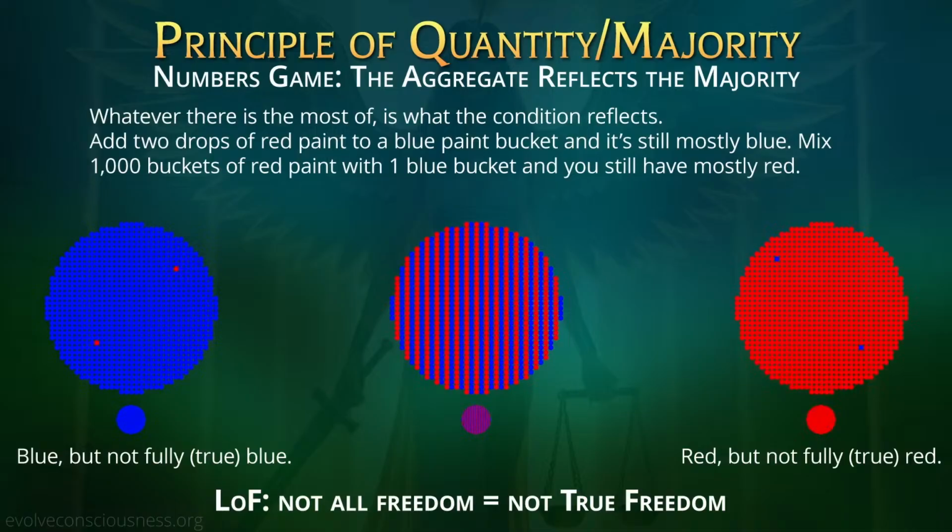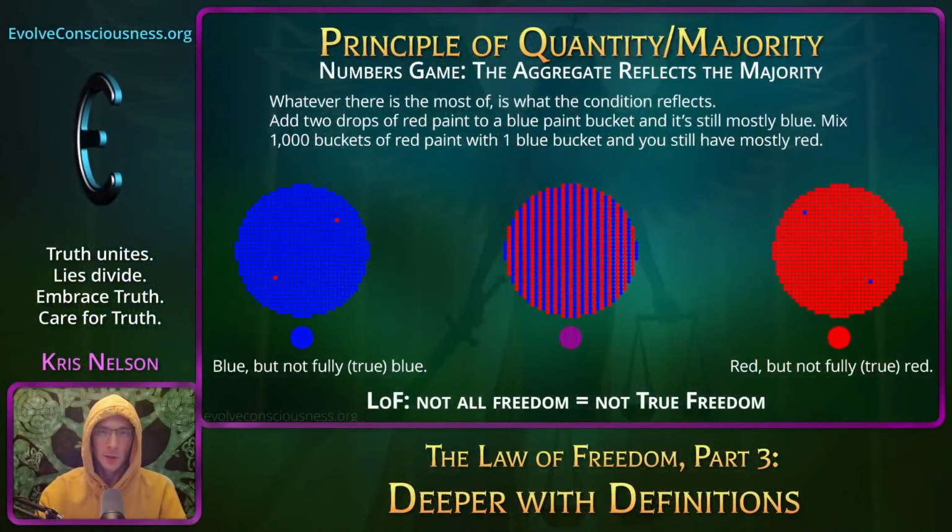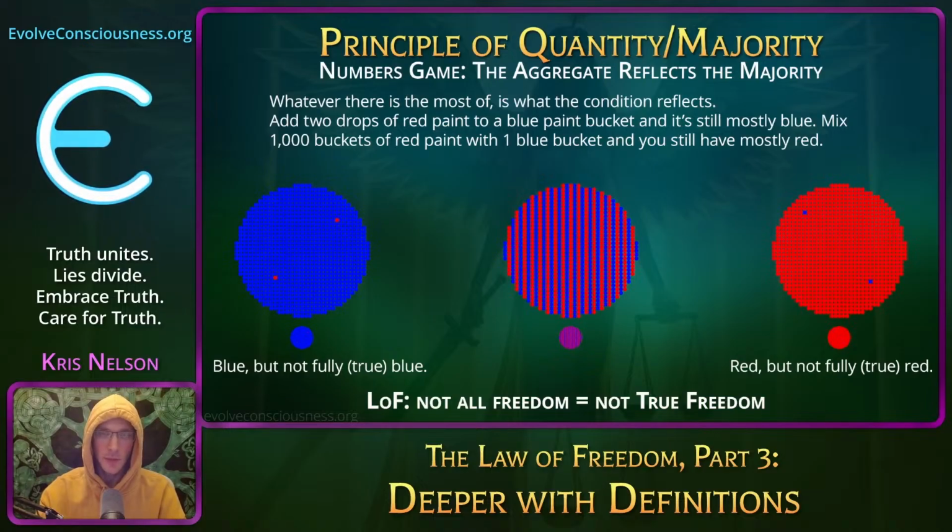Here's something I call the principle of quantity, or the principle of the majority. It's a numbers game. The aggregate reflects the majority. Whatever there is the most of is what the condition reflects. Add 2 drops of red paint to a blue bucket, and it's still mostly blue. Mix 1,000 buckets of red paint with 1 blue bucket, and you still have mostly red.